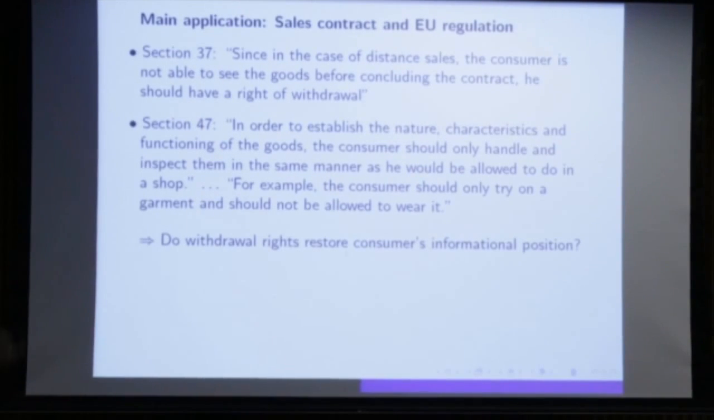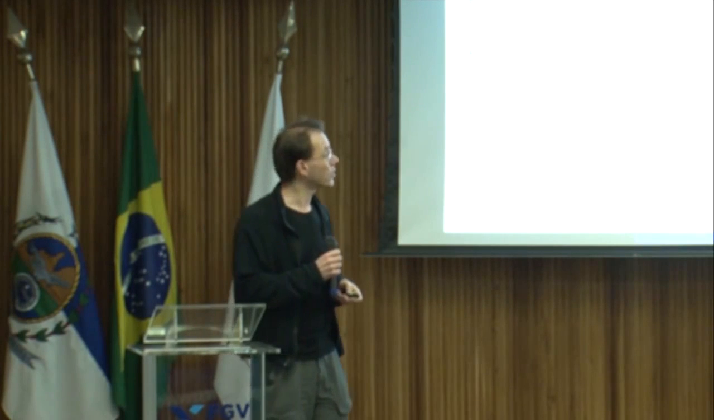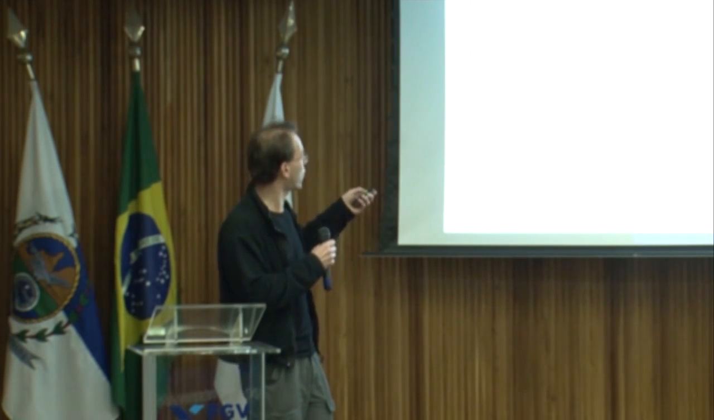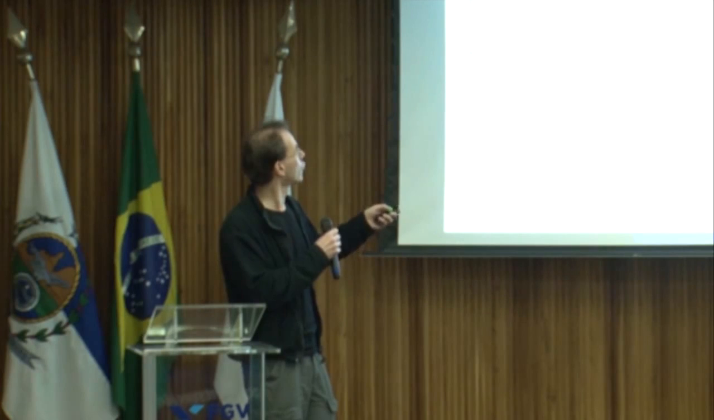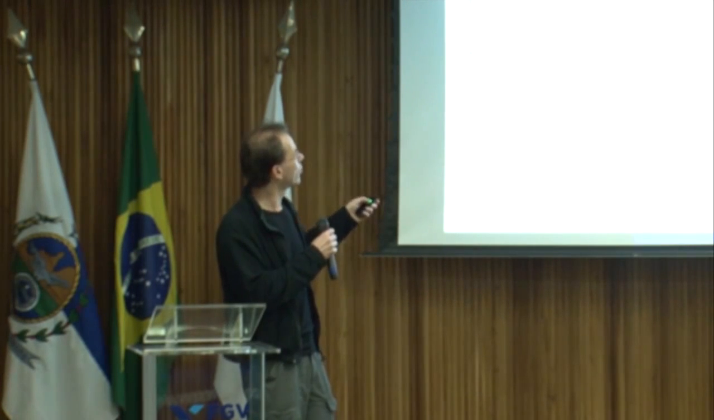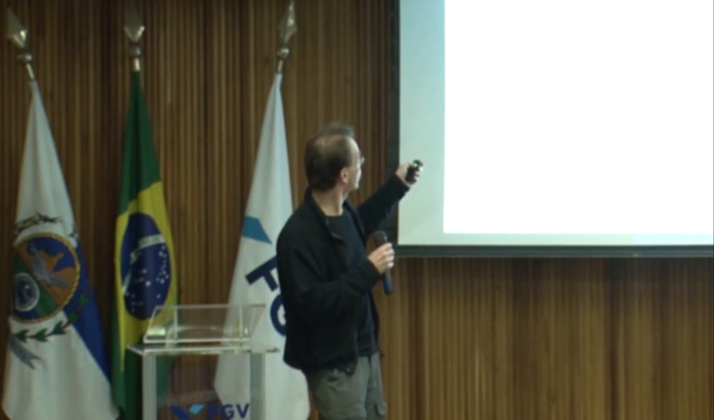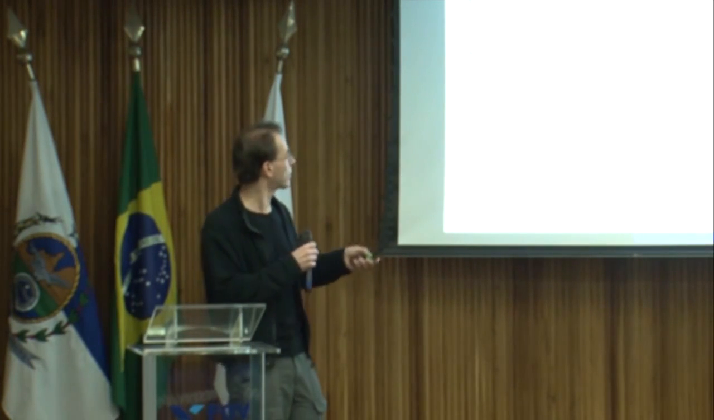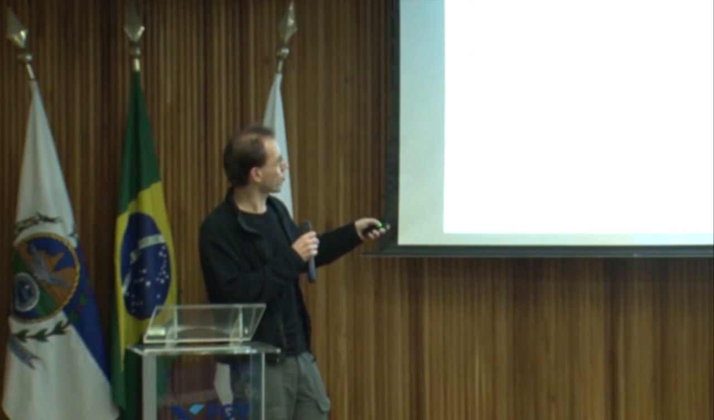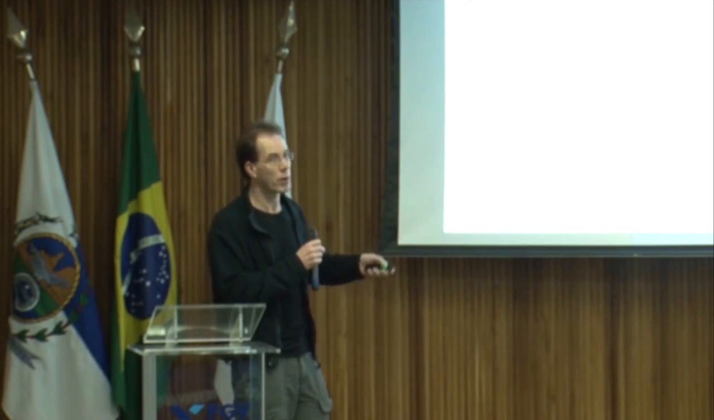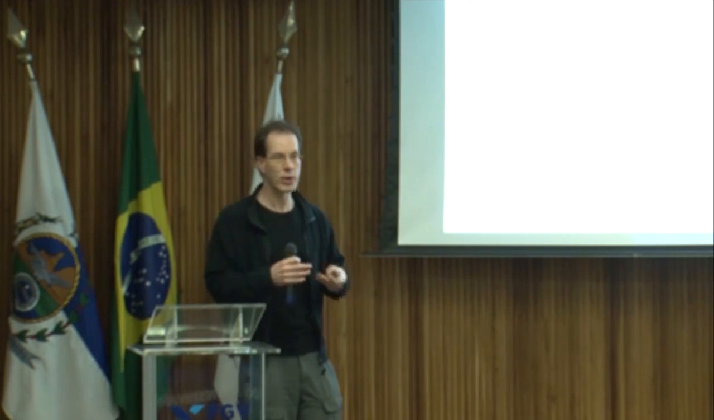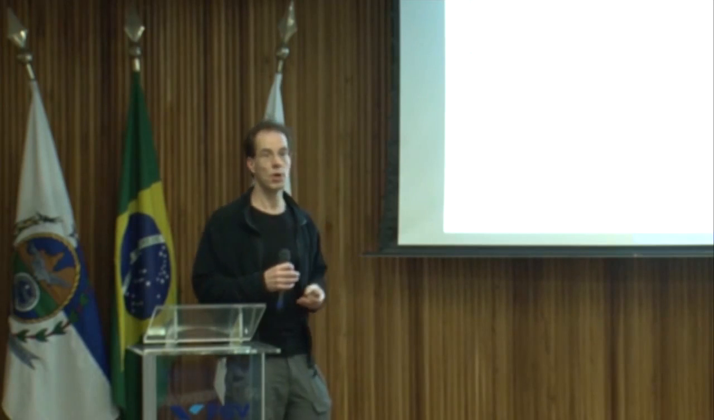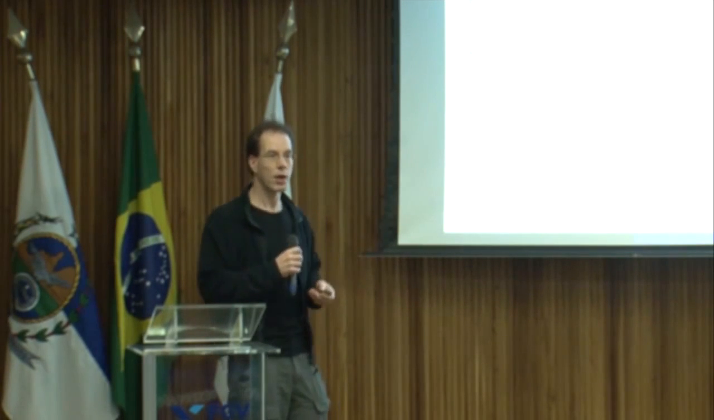Here are two sections, direct quotes from the regulation, to give you an idea of what the regulators have in mind behind this withdrawal right. Since in the case of distance sales, for example internet sales, the consumer is not able to see the good before concluding the contract, he should have a right of withdrawal. And the quote of section 47 says something similar. Especially the last part is interesting: for example, the consumer should only try on a garment and should not be allowed to wear it. So that's the idea of why to give a withdrawal right. You buy jeans or shoes over the internet, and you cannot try them on like in a shop. Therefore you should get a right of withdrawal.